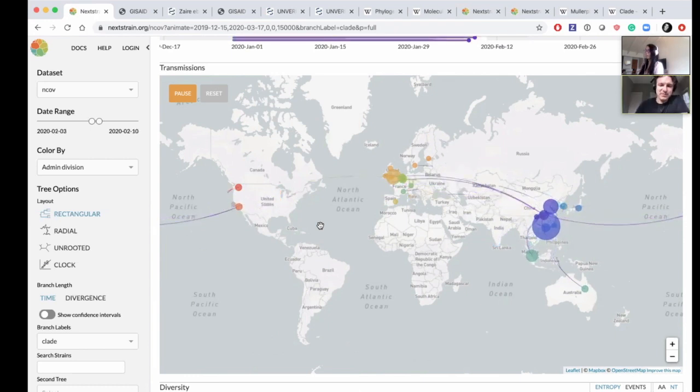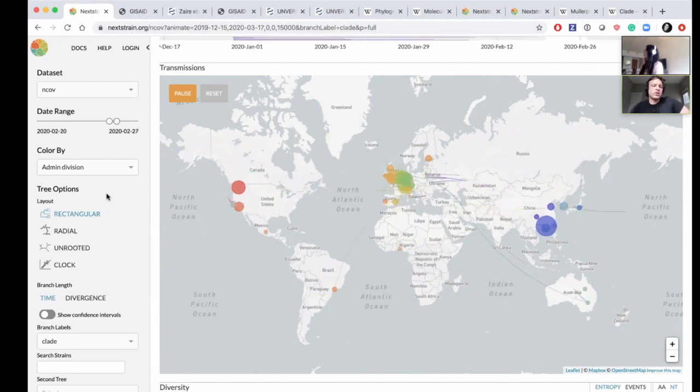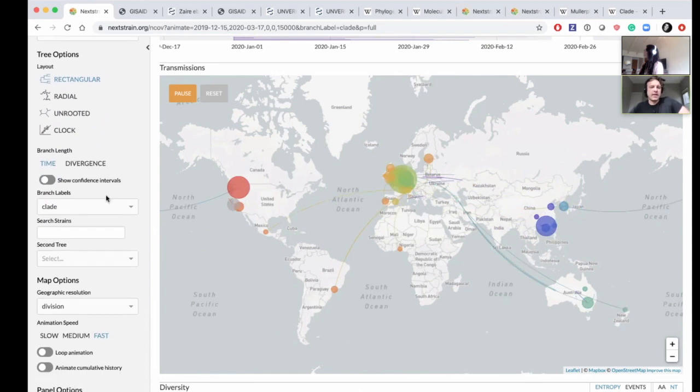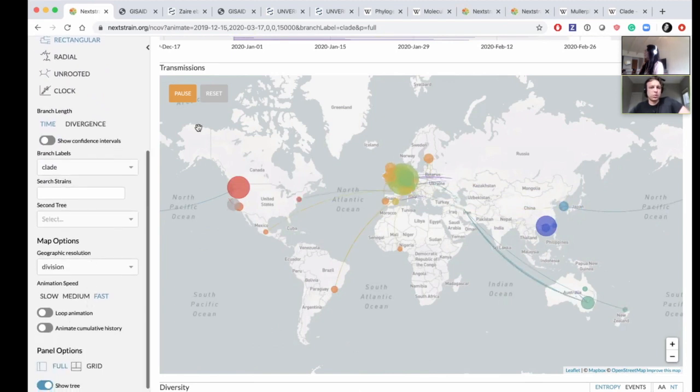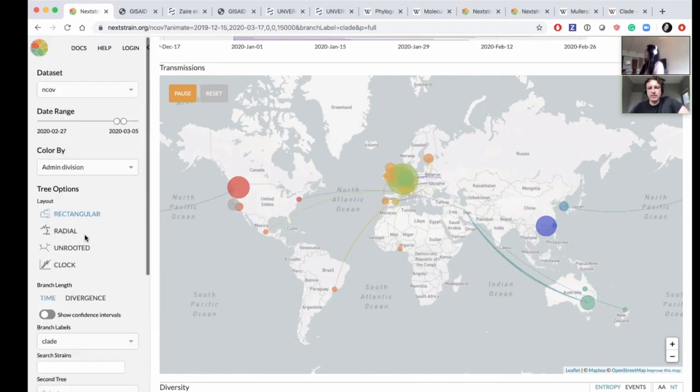The steps to replicate this are pretty simple. You just go to Nextstrain, and then go to the coronavirus page, and then scroll down to the bottom, and then basically just click play on the map, and the map will animate, and it's kind of equivalent to scrubbing through that time window.